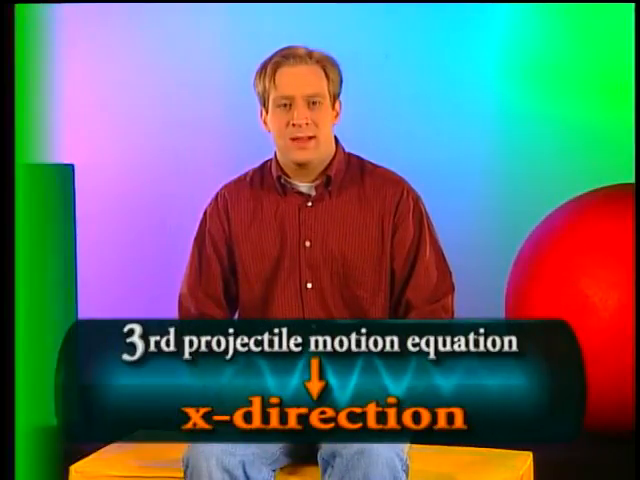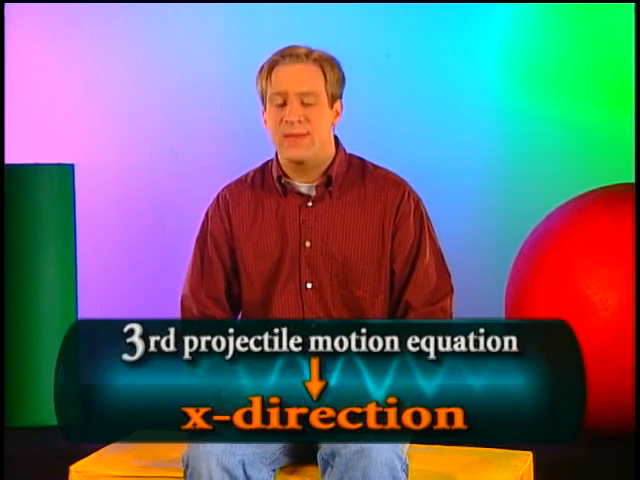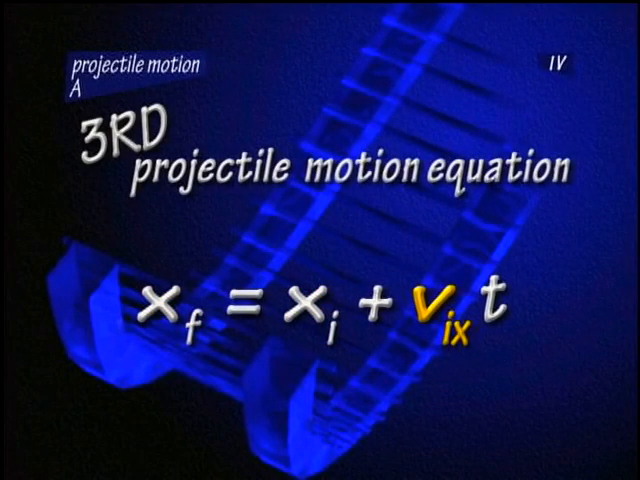Got it? The third projectile motion equation helps us find the distance that an object has traveled in the x direction. This equation deals with the position of the projected object, and it looks like this. X final equals x initial plus the x component of the initial velocity times time, or x sub f equals x sub i plus v sub ix times t.